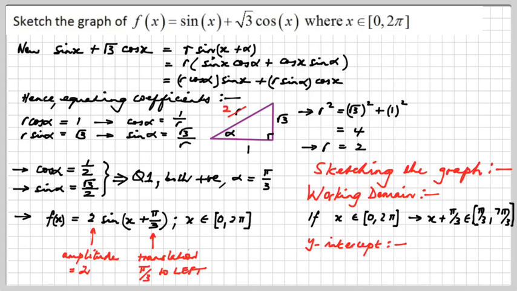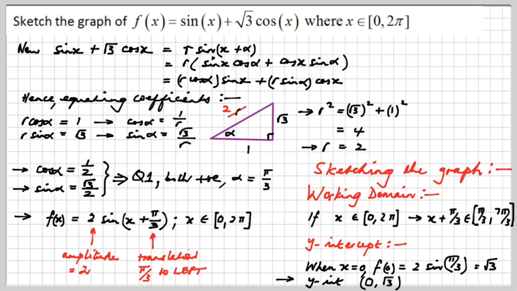Now the y-intercept, that's an easy bit. We just make x equal to 0. When x is 0, therefore, f of 0 will be 2 sine of (0 plus pi on 3). Sine of pi on 3 happens to be root 3 on 2. So therefore, 2 times that will get us root 3. So that's telling us that our y-intercept is (0, root 3).